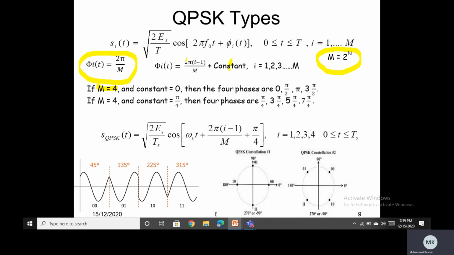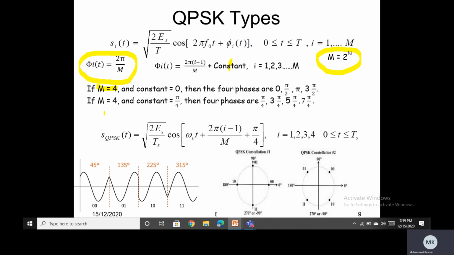So using this equation, इस इक्वेशन से तो आपको सिर्फ ये पता चलता है कि फेज शिफ्ट बिटवीन सिंबल्स क्या होगा. ये इक्वेशन एग्जैक्टली बताती है कि हर एक सिंबल का फेज क्या होगा, एग्जैक्ट फेज क्या होगा. It's not just the difference between the phases of different symbols, but exact phase किस phase पे आप वो symbol या sinusoidal wave generate करेंगे.